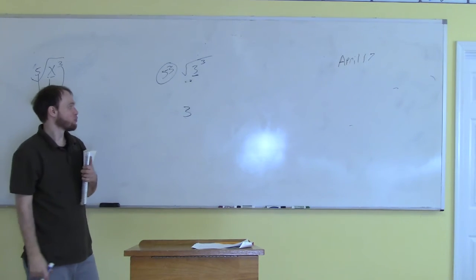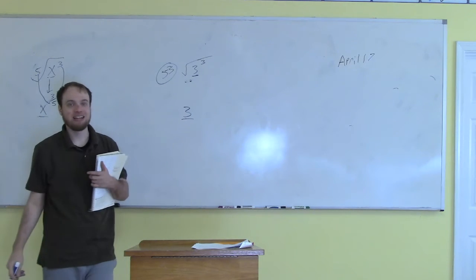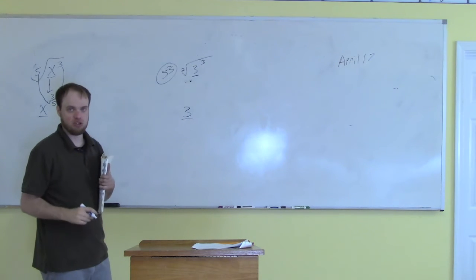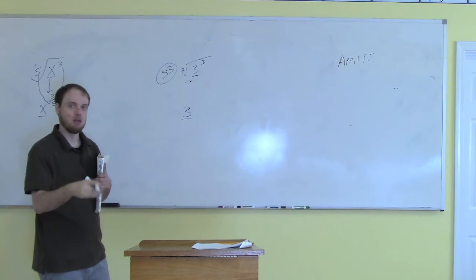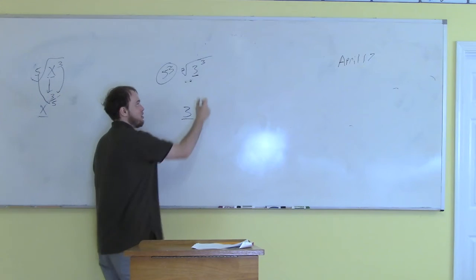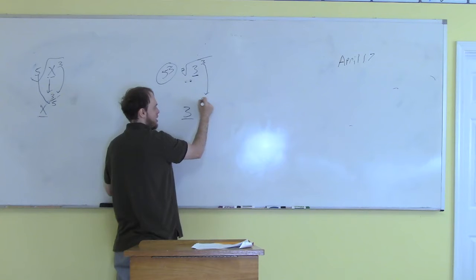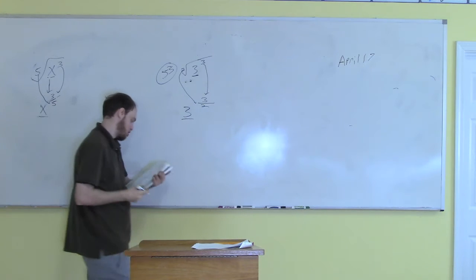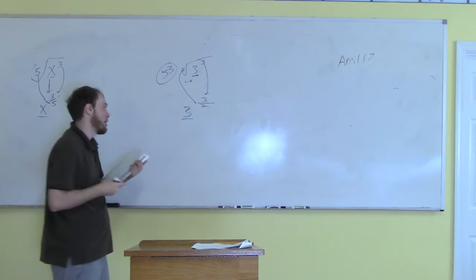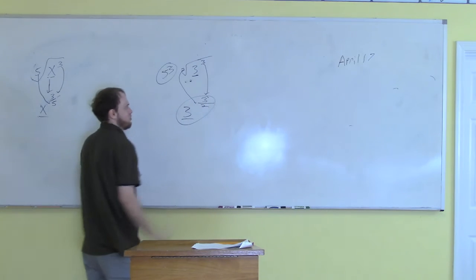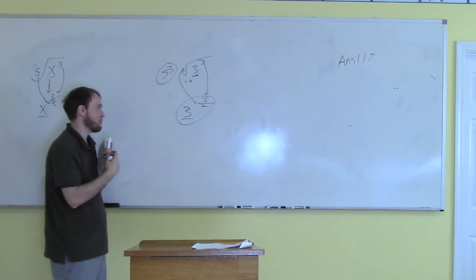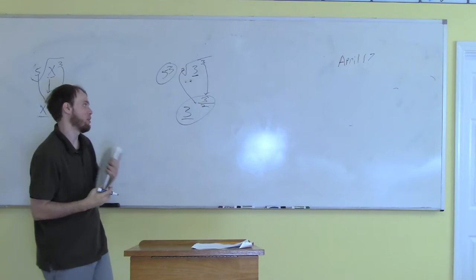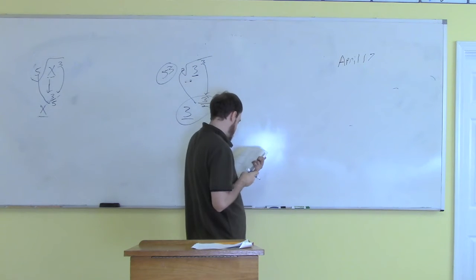For this one, the index is an understood 2. To do the fractional exponent, the exponent in the radicand is the numerator and the index is the denominator. So the 3 comes as the numerator, and the 2 comes as the denominator, and it would be 3 to the 3/2 as my answer. The 3 becomes the base, the exponent 3 becomes the numerator, and the index, the 2, becomes the denominator.